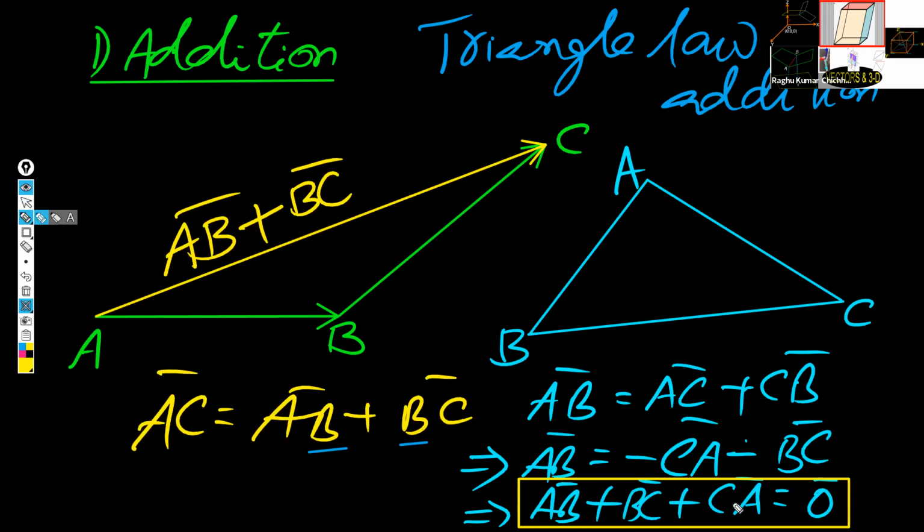AC plus CA, both are in the opposite direction, and hence it becomes zero bar. So remember this, we will be applying this in the problems. AB bar plus BC bar plus CA bar is equal to zero bar. This is the triangle law of addition.